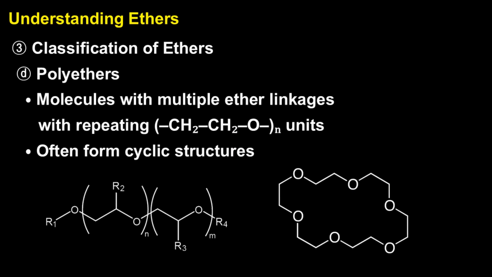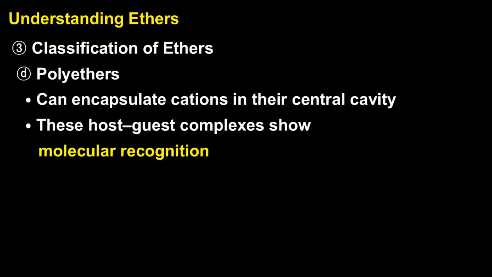Polyethers are molecules that have multiple ether linkages along a single chain. They're usually made from repeating units like CH2CH2O, and the chain can go on and on. Sometimes, that chain even loops around to form a ring. On the left, you've got a typical linear polyether, and on the right, a cyclic version, like what you see in crown ethers. So whether they're straight or ring-shaped, polyethers are defined by those repeating ether units.